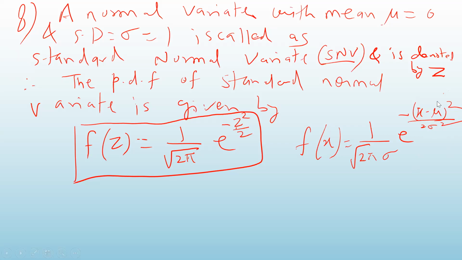So when you put sigma equal to 1 and mu equal to 0, you will get x equal to z. You will get e raised to minus z square upon 2.